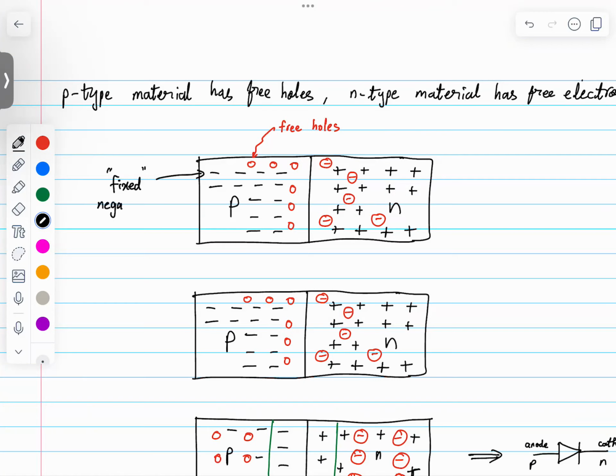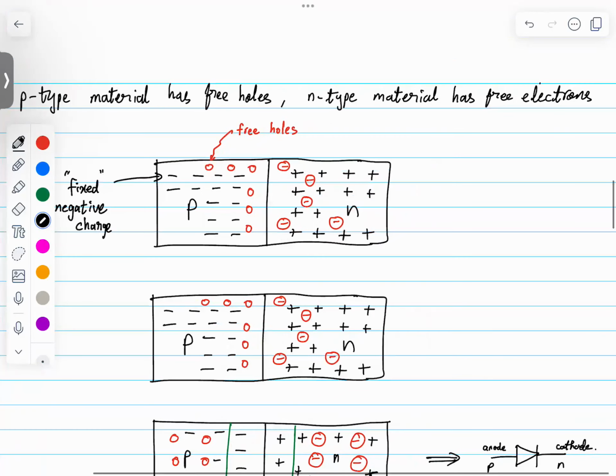These are fixed, and this is different from free holes, which are mobile. Those charges can move, the ones in the red. But the ones in the black, like the fixed negative charges in the p-type material, they can't move. They're fixed, right? And it's a similar concept for the other side as well, the n-type material. So here we have free electrons, or mobile electrons.